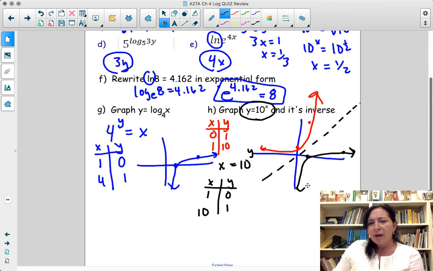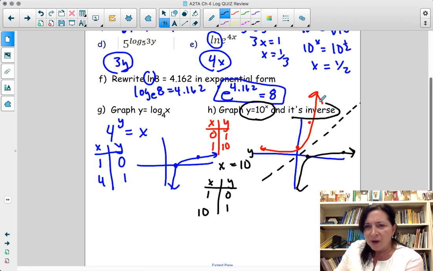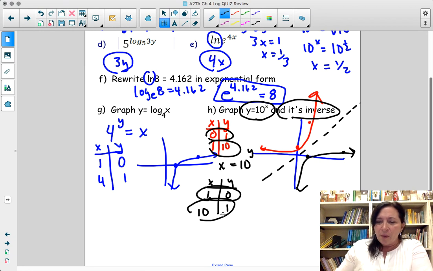Now remember, log equations do go to the right. In addition to that, something that you can remember is that when I ask you to find an inverse, you're just flipping the coordinates: 0, 1 becomes 1, 0, and 1, 10 becomes 10, 1. So that's the inverse of those, just a coordinate, a point. So you can always do it that way as well.